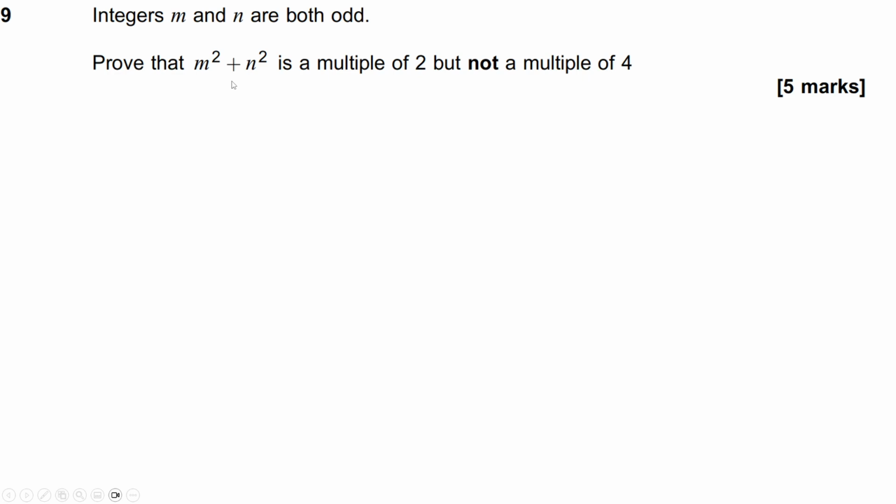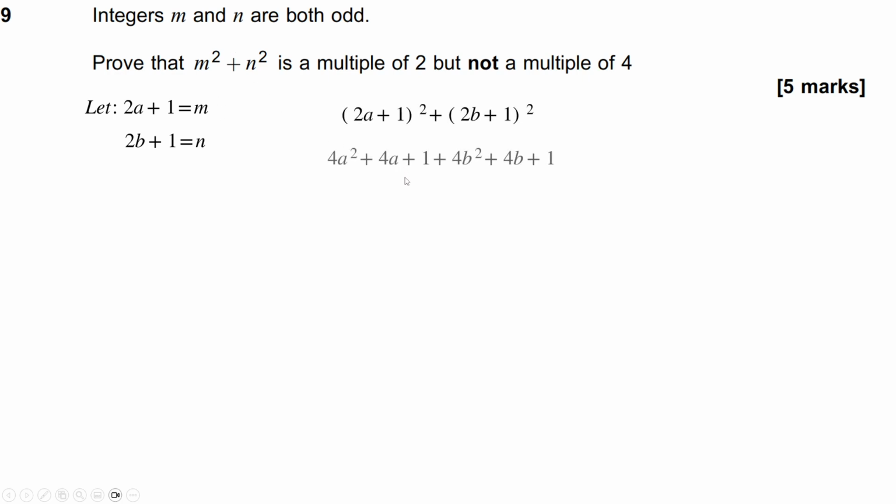Prove that m squared plus n squared is a multiple of 2, but not a multiple of 4. Okay, m and n both are odd. So if you say let m equal 2a plus 1, and then let n equal 2b plus 1, you can just plug it back into there, and then I'm going to expand to get this. And then here you collect the plus 2's, you'll get this.